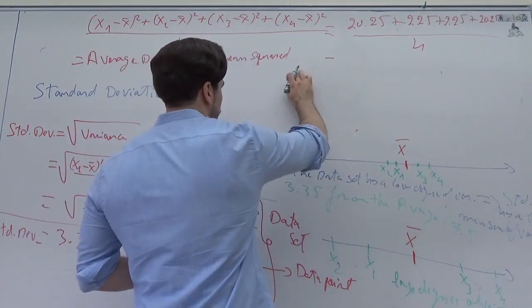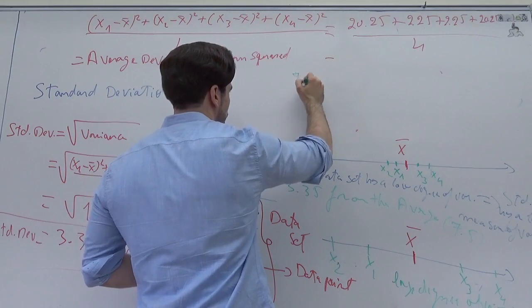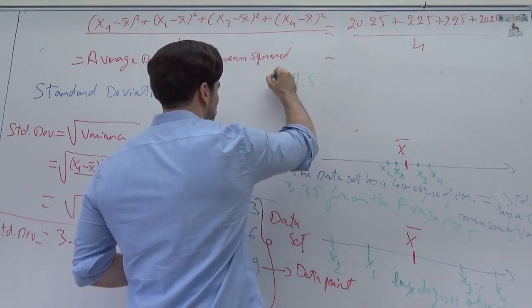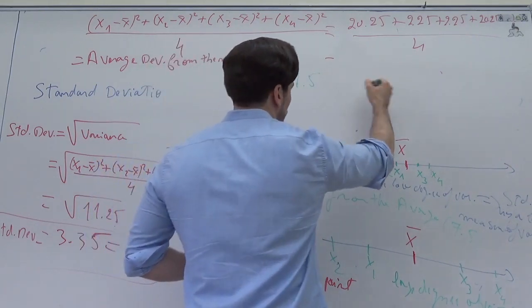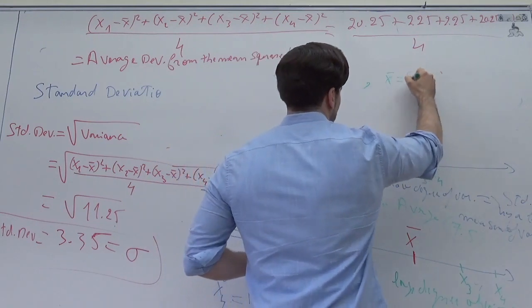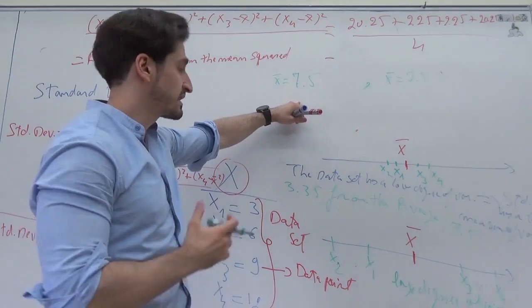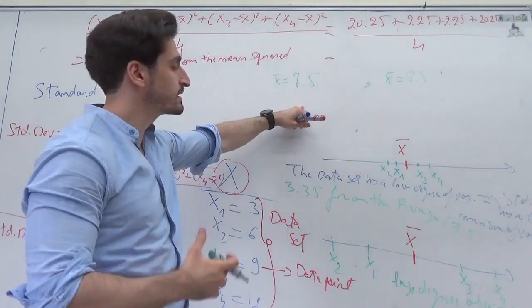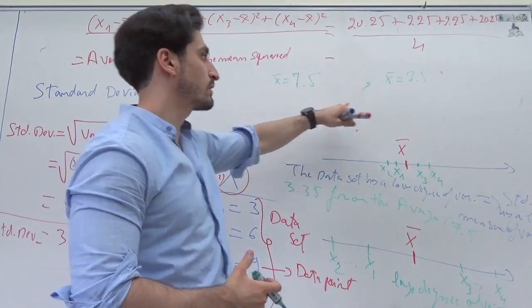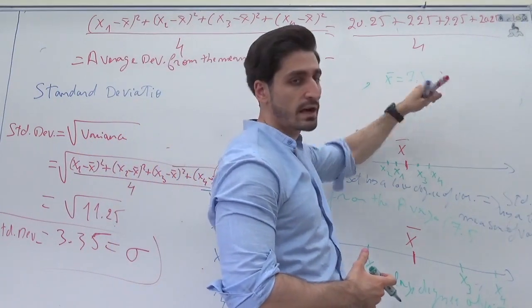So over here you have the average value, which is 7.5. So x bar equals 7.5. We are going to be subtracting the standard deviation, sigma, from that average over here, and we are going to be adding the standard deviation to that average over here.